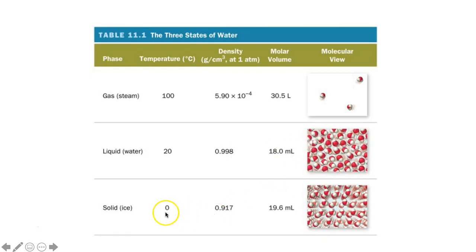And then in ice at 0 degrees centigrade, we have a density that's a little bit smaller than the liquid, and that's one of the reasons why ice floats. And a little bit larger volume. The volume is due to having space between the water molecules that we don't see in the liquid state. And that space is due to hydrogen bonding, pushing those water molecules further apart.